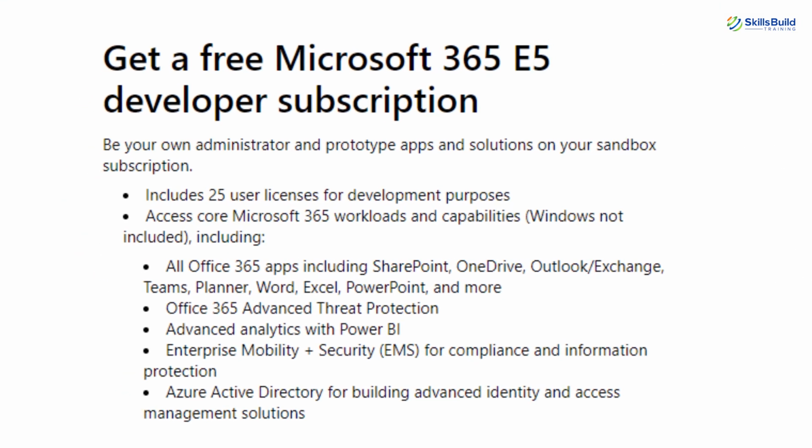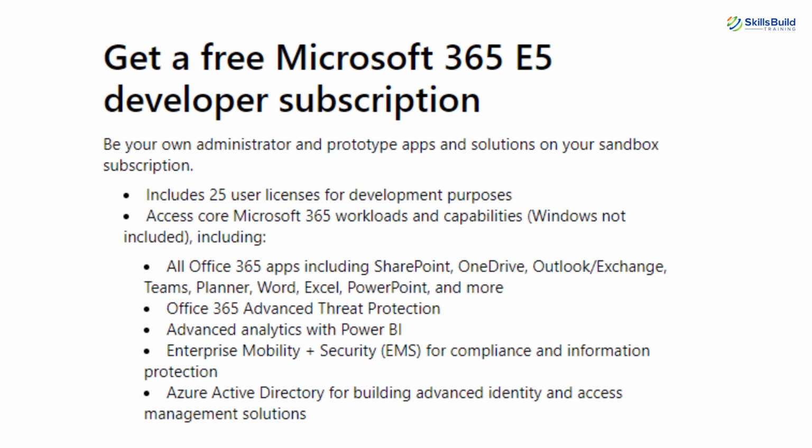If you created your subscription after August 25, 2019, you have a Microsoft 365 E5 developer subscription with 25 user licenses. And the Microsoft 365 E5 developer subscription includes all the applications that are included in the Office 365 E3 developer subscription, plus the following new features: Advanced Analytics with Power BI, Enterprise Mobility, Office 365 Advanced Threat Protection, and Azure Active Directory for building advanced identity and access management solutions.